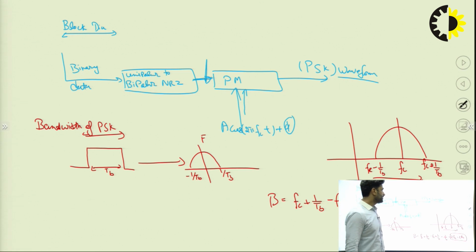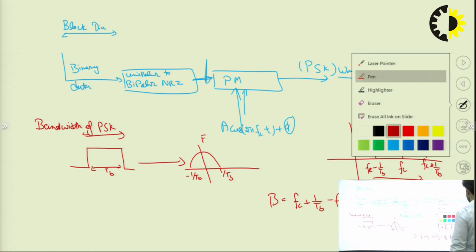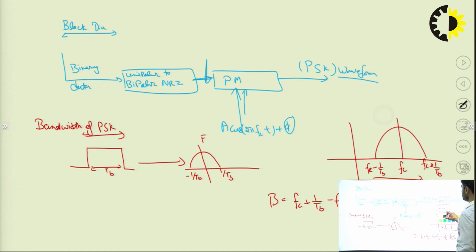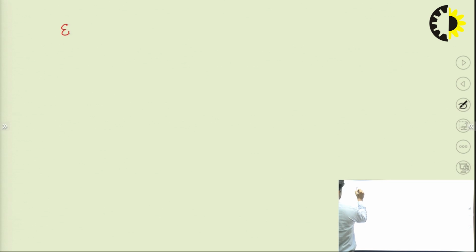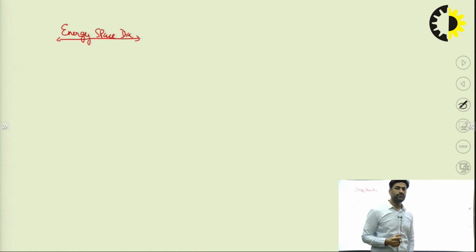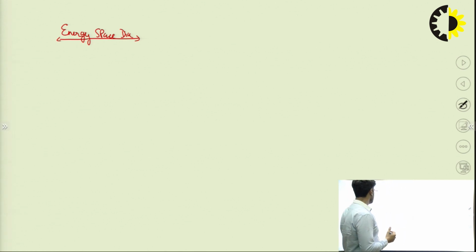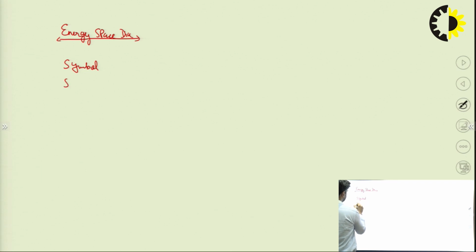Now next, after bandwidth, is the energy space diagram, or you can say the constellation diagram. Now the energy space diagram helps us find out the probability of error, as it gives the Euclidean distance between the two symbols. Here we are transmitting two symbols, that is symbol 1 and symbol 0.